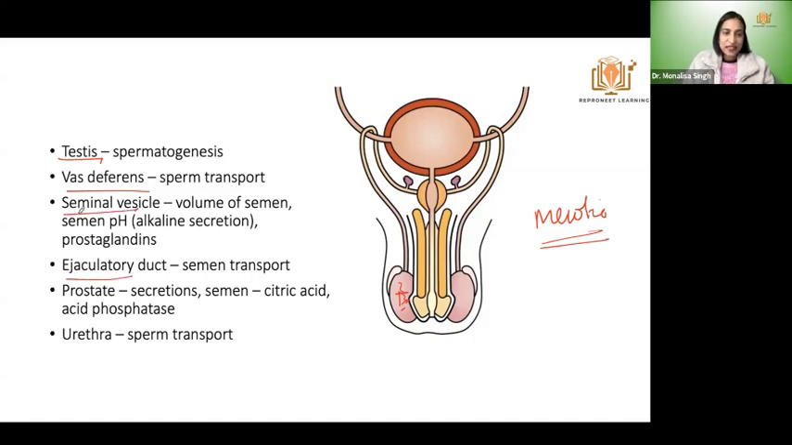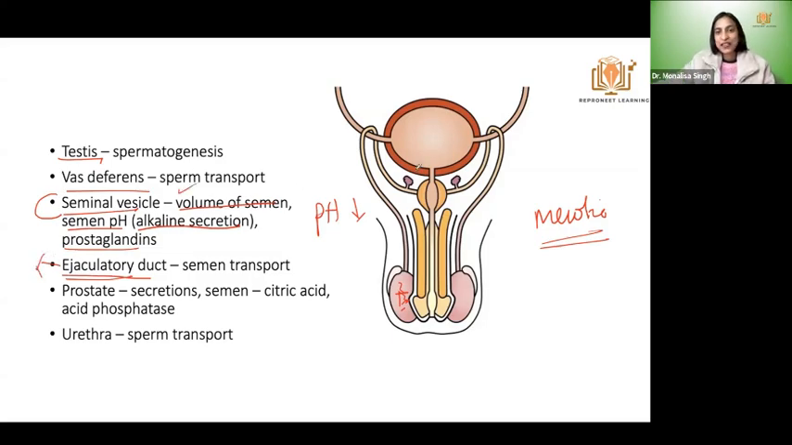Now, seminal vesicle, how does it add to the semen? Volume of the semen. Semen pH, alkaline. The secretion of seminal vesicle is alkaline. Why is this important? Because if something happens to the seminal vesicle, the pH of semen will fall. It also secretes prostaglandins, and then there is the ejaculatory duct. Sometimes this gets obstructed. That also has a similar presentation of low volume semen.